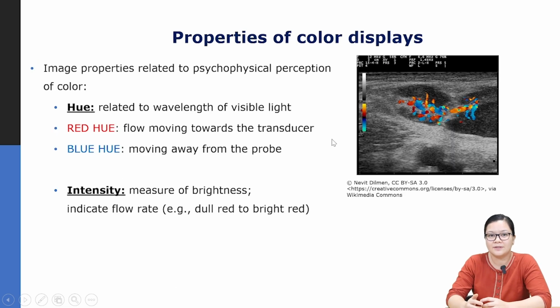We also talked about different hues in the color display of the color Doppler. Typically a red hue means flow moving towards the transducer, blue moving away. In this image right here, you can see that there are some vessels that are moving blood towards the transducer and some vessels that are moving blood away from the transducer. Depending on the brightness or the intensity of that hue, that will give you an indication of flow rate. So from dull to bright red means that the flow is going faster when it's reaching bright red.